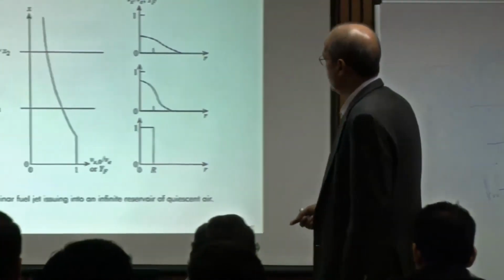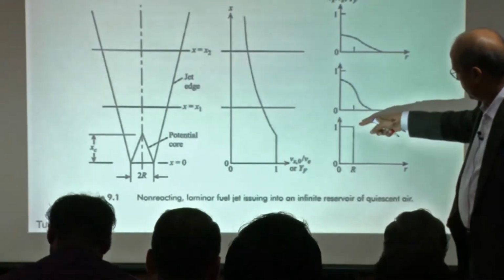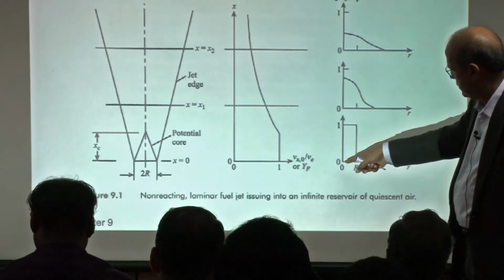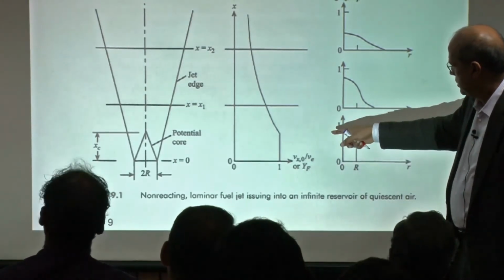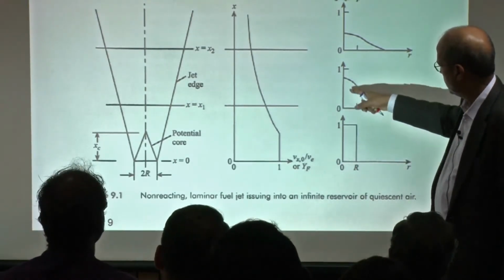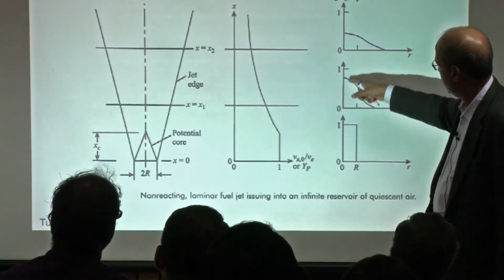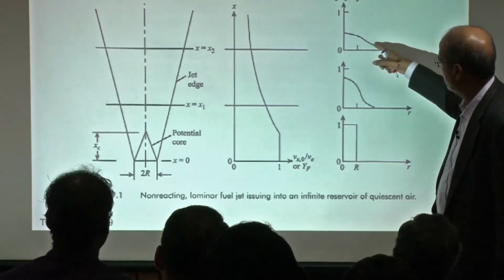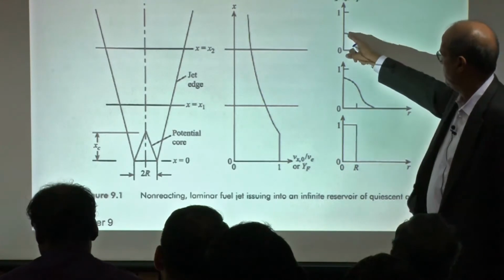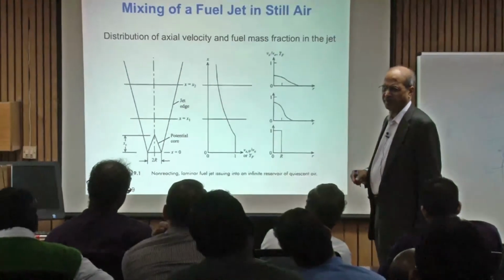And this is the distribution of Y_F with respect to radius. This is at x equal to 0. This is at this location where it has already reduced below 1, and let us say the peak value here is close to Y_FS.